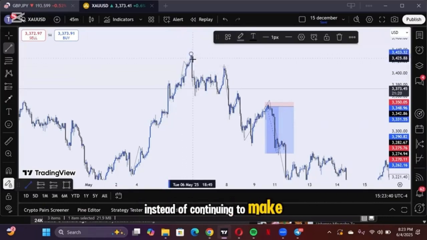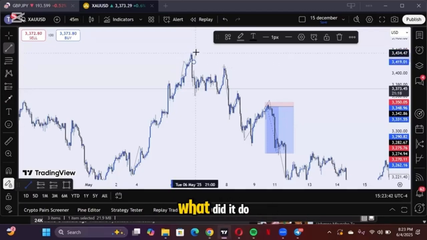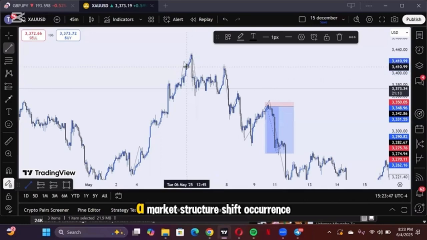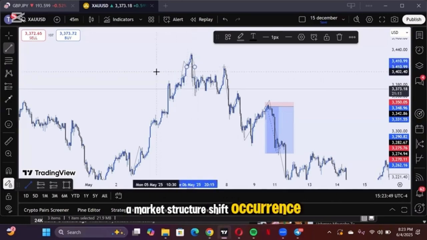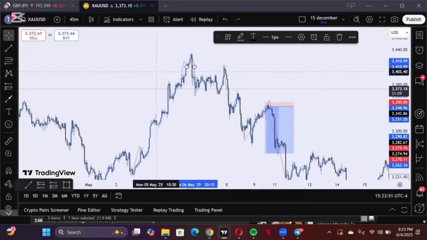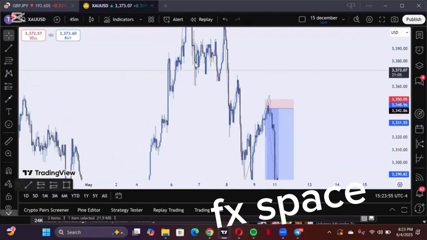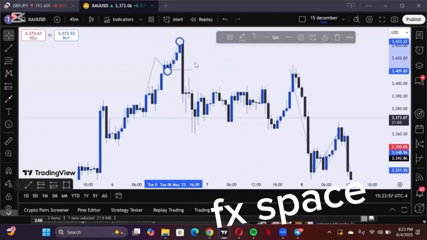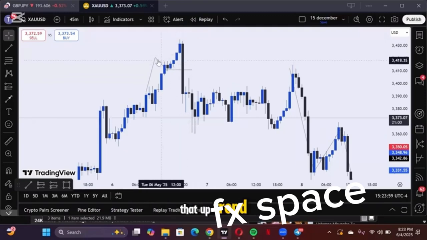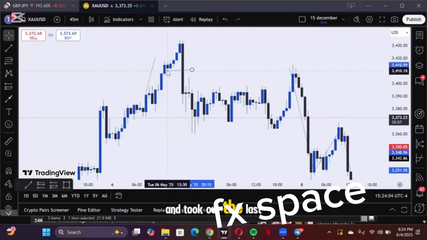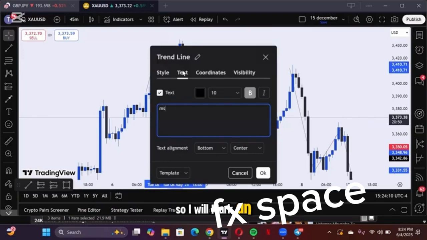Instead of continuing to make another higher low to push up, what did it do? It took out the last low here. So what this means is what? A market structure shift occurrence. So we had a previous uptrend. Instead of market to continue that uptrend by making higher highs and higher lows, it broke the uptrend and took out the last existing low. So what this means is that a market structure shift just occurred. So I'll mark an MSS here.